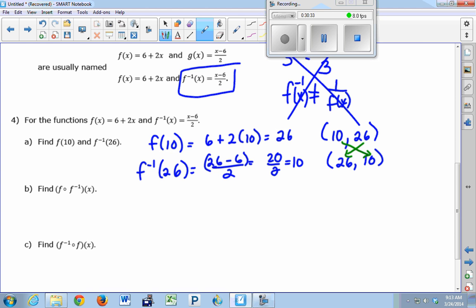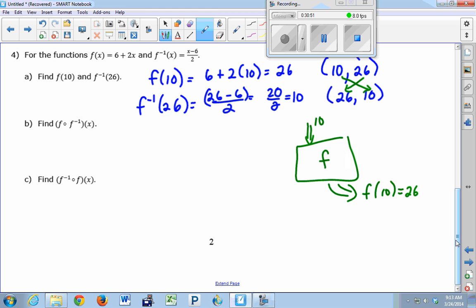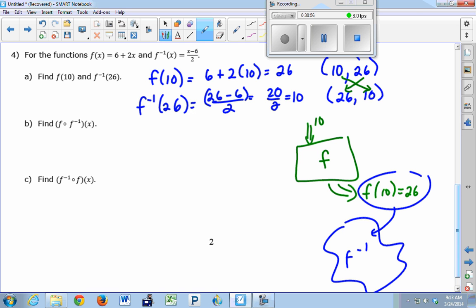So if we were doing this visually with our input and output machines, we're going to input 10 into our f machine, and out comes f of 10, which is also the number 26. And then we take that output and put it into our f inverse machine, and out comes 10. We're right back where we started. Sometimes that's how we feel in life, right? We're not making any progress. Well, these inverse functions, when we put them together in a sequence, we get right back to where we started.